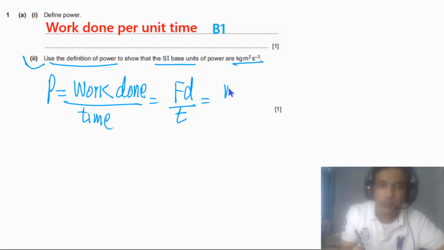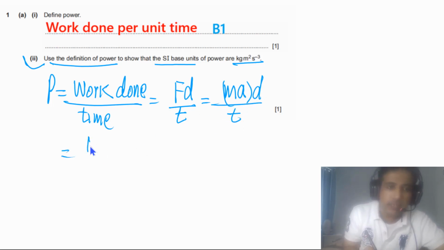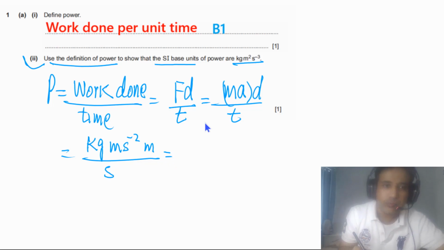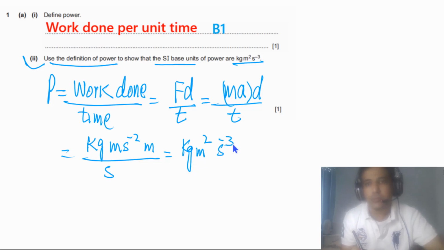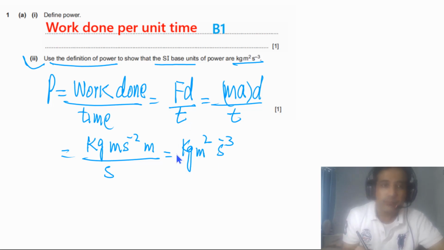Force we can write as F = ma, and here we have d, and this is divided by time. For mass we have the SI base unit kg, for acceleration we have the SI base units meter per second squared, for displacement we have meter, and for time the SI base unit is second. Now we just need to simplify, so we can write this is kg m² s⁻³. This is how we can prove it, and this question has only 1 mark. If you have derived this, you will get 1 mark.